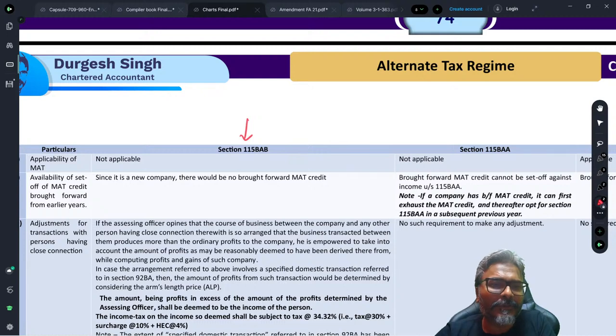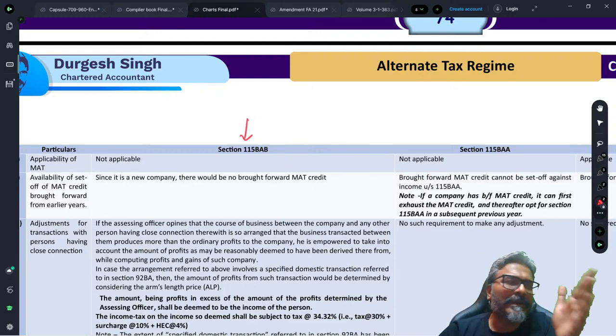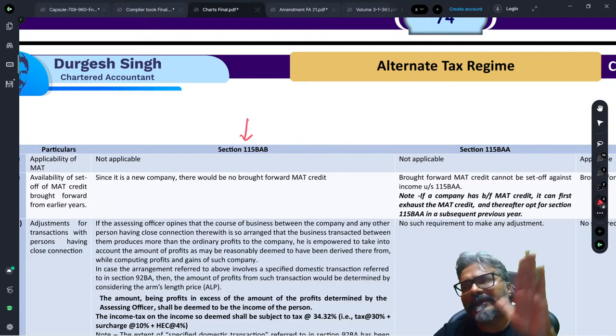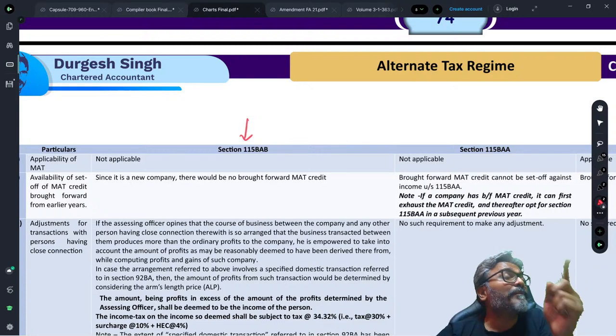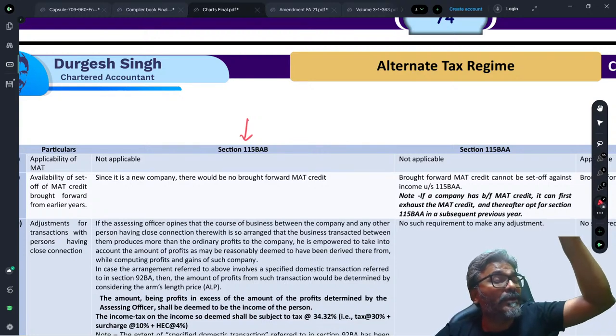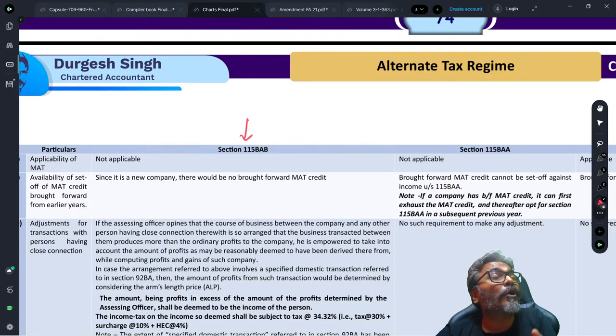Is that clear to all of you? This is what it is for 115BAA. For 115BAB also, same thing. Once you have opted in the first year, you have decided that you will go with 115BAB, then you cannot opt out. Why is this important? Because we will be discussing for individuals what is the situation for opting in and opting out.